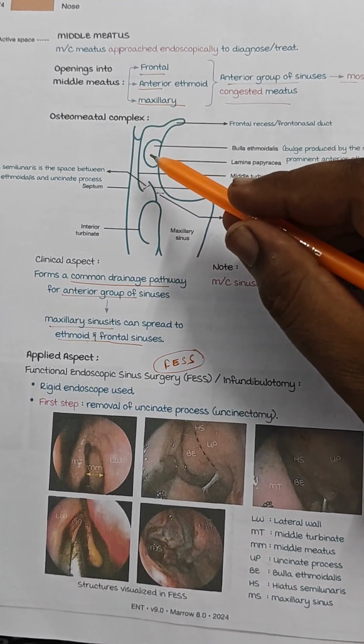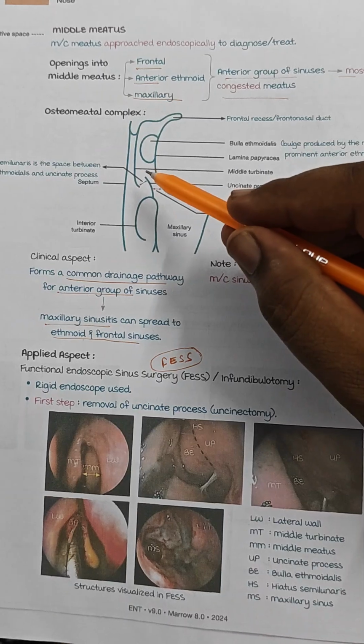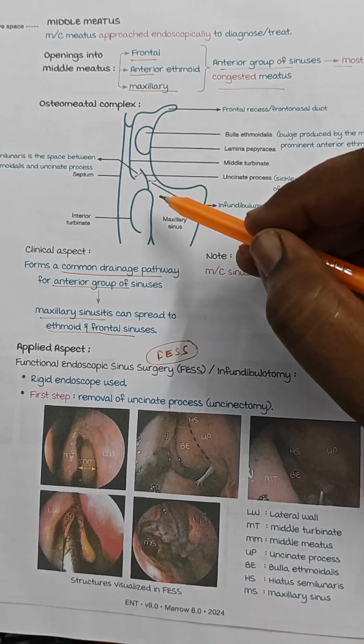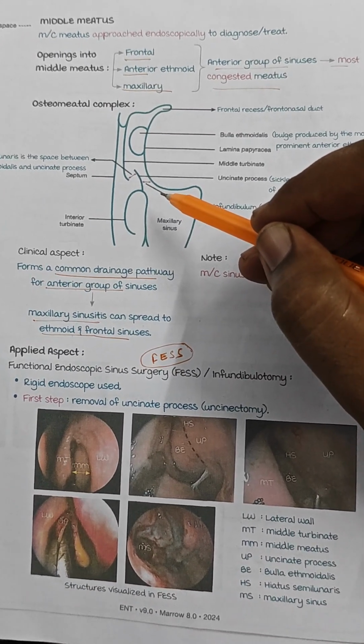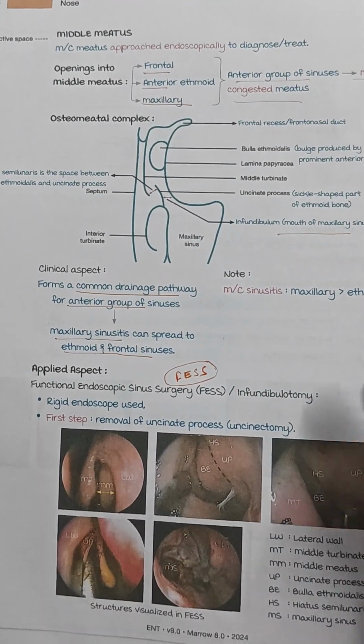Here is the bulla ethmoidalis, and here is the uncinate process. Below it is the hiatus semilunaris, and through the hiatus semilunaris we enter the 3D area, that is the infundibulum, into which the maxillary sinus opens directly. All these structures constitute the osteomeatal complex.